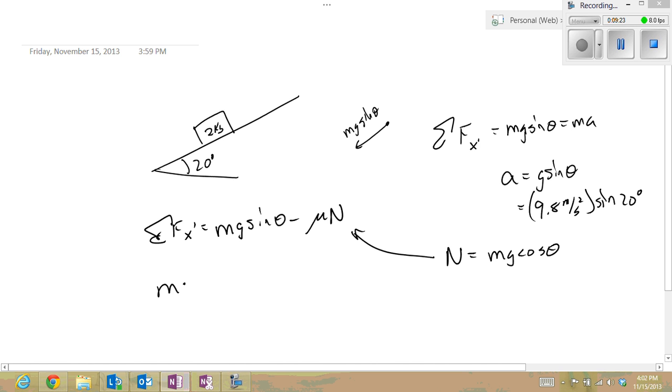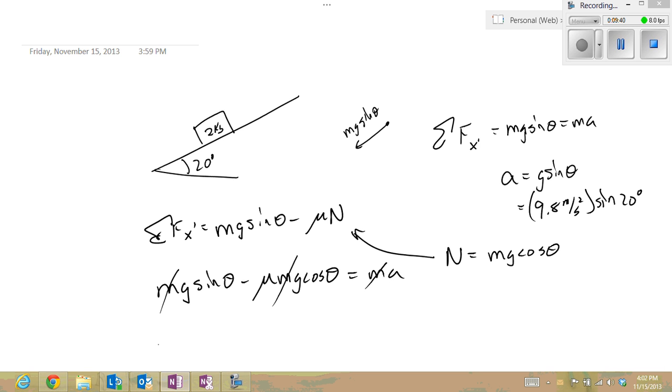We say mg sine theta minus mu mg cosine theta equals ma. And the mass is still common to every single term. And so even though we increase the mass of the overall object, the inertia of the object goes up, and the net effect is similar.